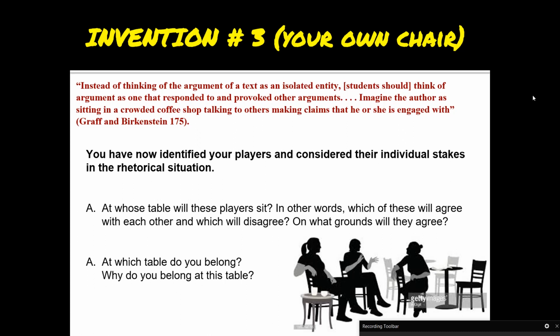Now you have identified your players and considered their individual stakes in the rhetorical situation. At whose table will these players sit? In other words, which of these will agree with each other and which would disagree? And on what grounds would they agree? And at which table do you belong? Why do you belong at this table? And these points should be labeled A and B.